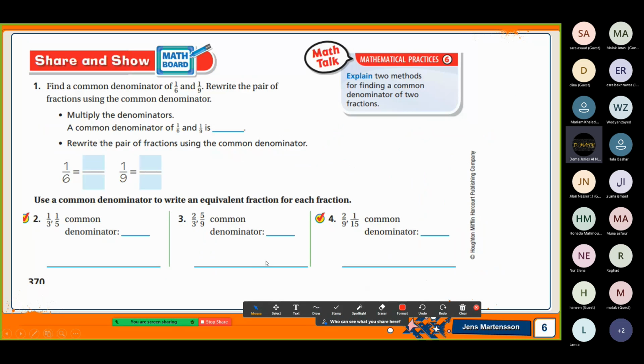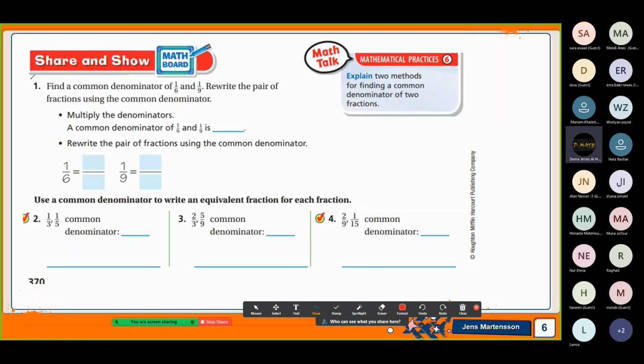Now, all of you, please go to your book, page 370. Let's solve these 4 questions. Then we get back to example 3. Number 1. Find a common denominator of 1 over 6 and 1 over 9. Then rewrite the pair of fractions using the common denominator. This is the first step.